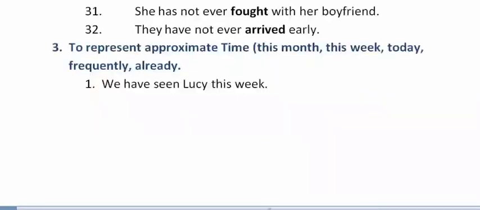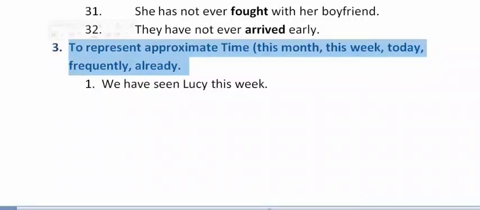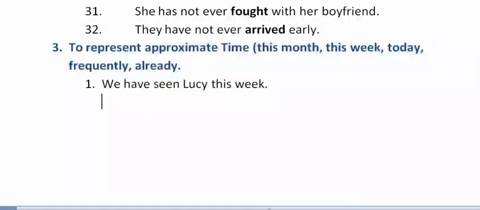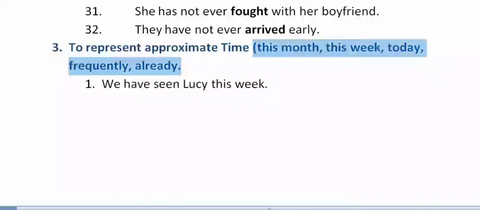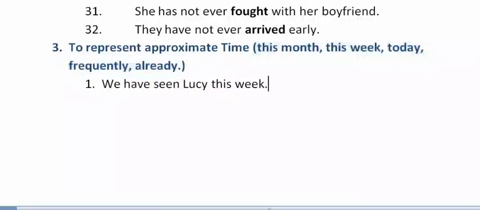Arrived. Now I've changed the word from unfinished to represent approximate time. Now this is the third scenario where you should be using the present perfect tense. You must have seen sentences which have these phrases: this month, this week, today, frequently, already. So we are trying to give a time reference, but that is approximate.